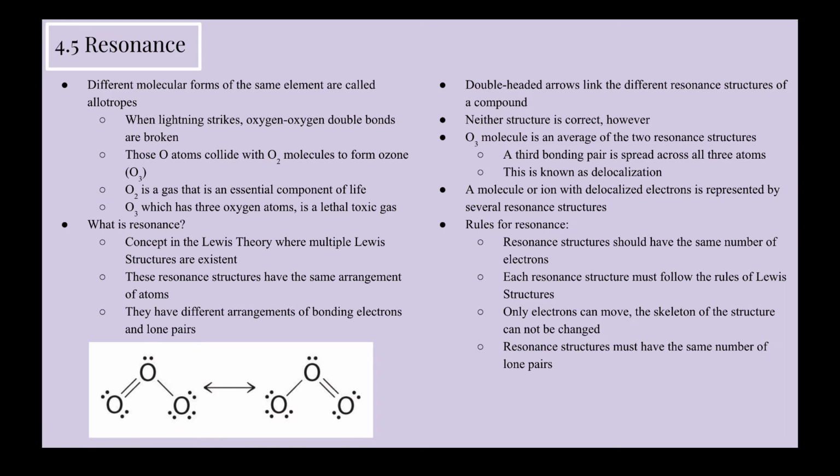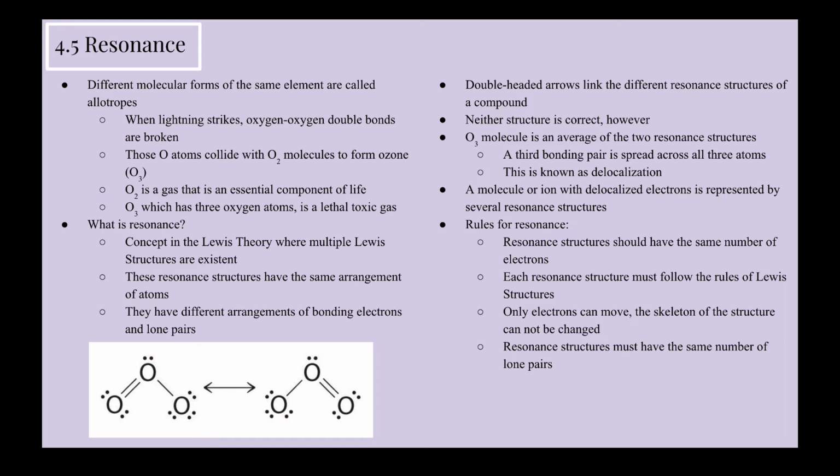Now we will discuss resonance. When there are multiple different molecular forms of the same element, they are called allotropes. One example is ozone, an allotrope of oxygen. The energy in lightning strikes is enough to break oxygen to oxygen double bonds. The oxygen atoms formed from the strike then collide with O2 molecules and form ozone. Despite O2 and O3, ozone, both being made from oxygen, their properties are vastly different. Whereas O2 is a gas that is an essential component to life on Earth, O3 is a lethal toxic gas and, at ground level, is a harmful air pollutant.